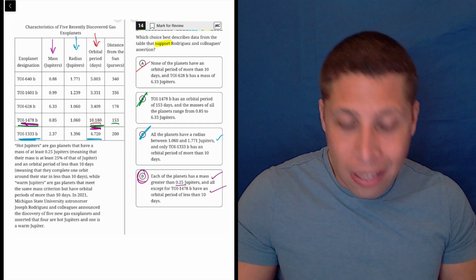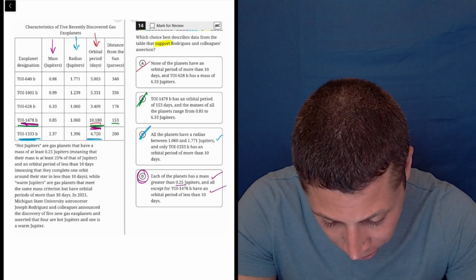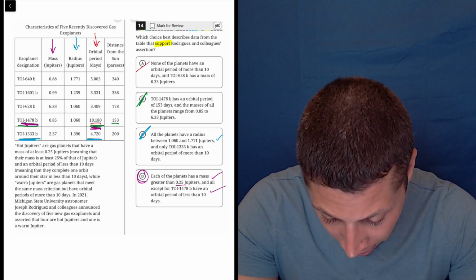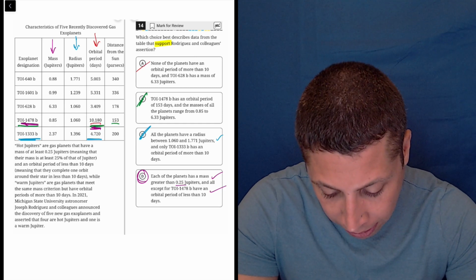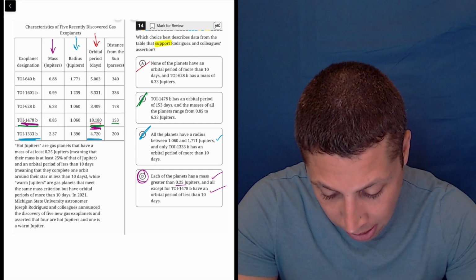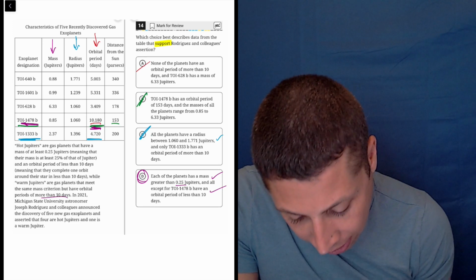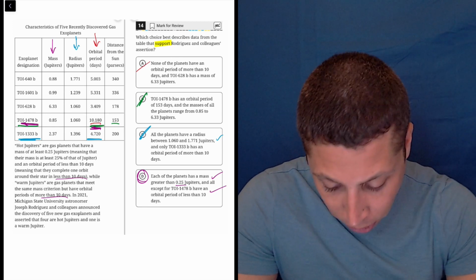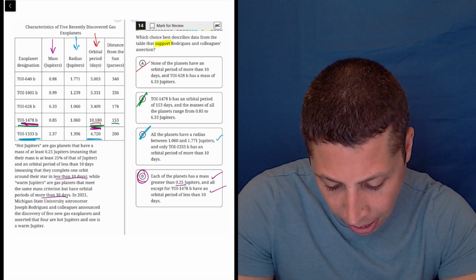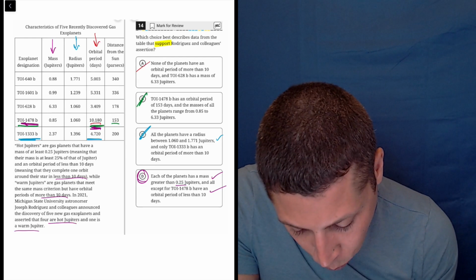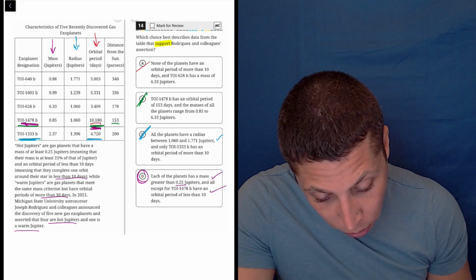I'll give you the reason why, from the passage, that's useful. Hot Jupiters are gas planets that have a mass of at least 0.25 Jupiters, meaning that their mass is at least 25% of that of Jupiter, and an orbital period of less than 10 days, meaning that they complete one orbit around their stars in less than 10 days, while warm Jupiters are gas planets that meet the same mass criterion, but have orbital periods of more than 10 days. So this seems to be important. In 2021, Michigan State University astronomer Joseph Rodriguez and colleagues announced the discovery of 5 new gas exoplanets and asserted that 4 are hot Jupiters and 1 is a warm Jupiter. So this 10.180 is the one that's the outlier, clearly. So we need to support that.